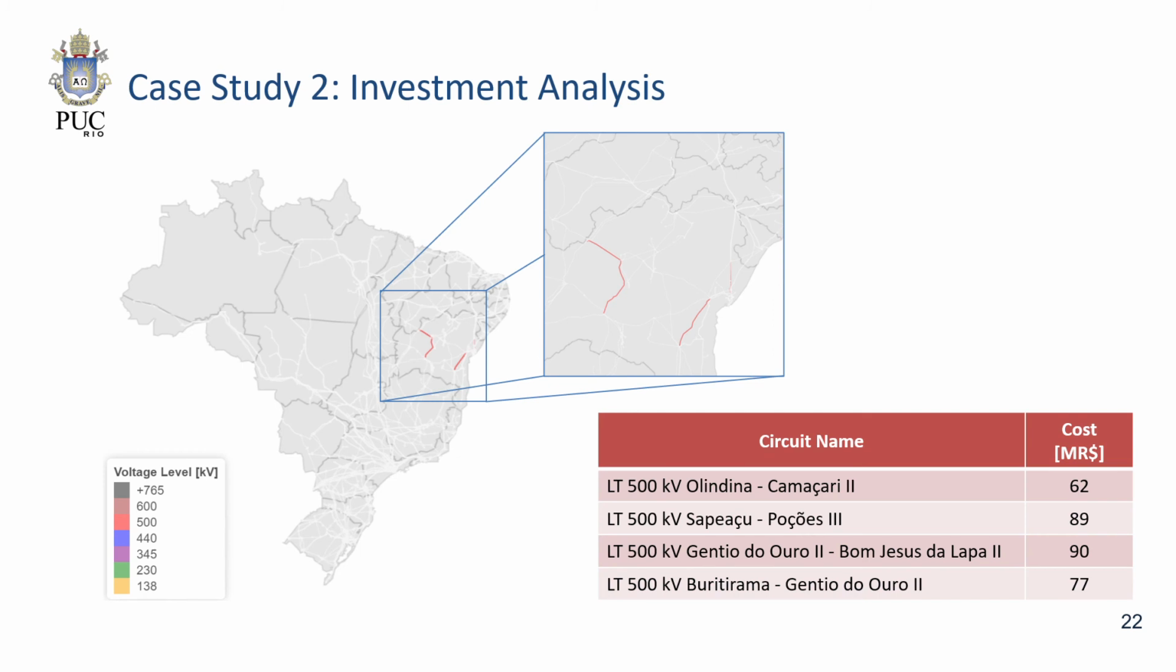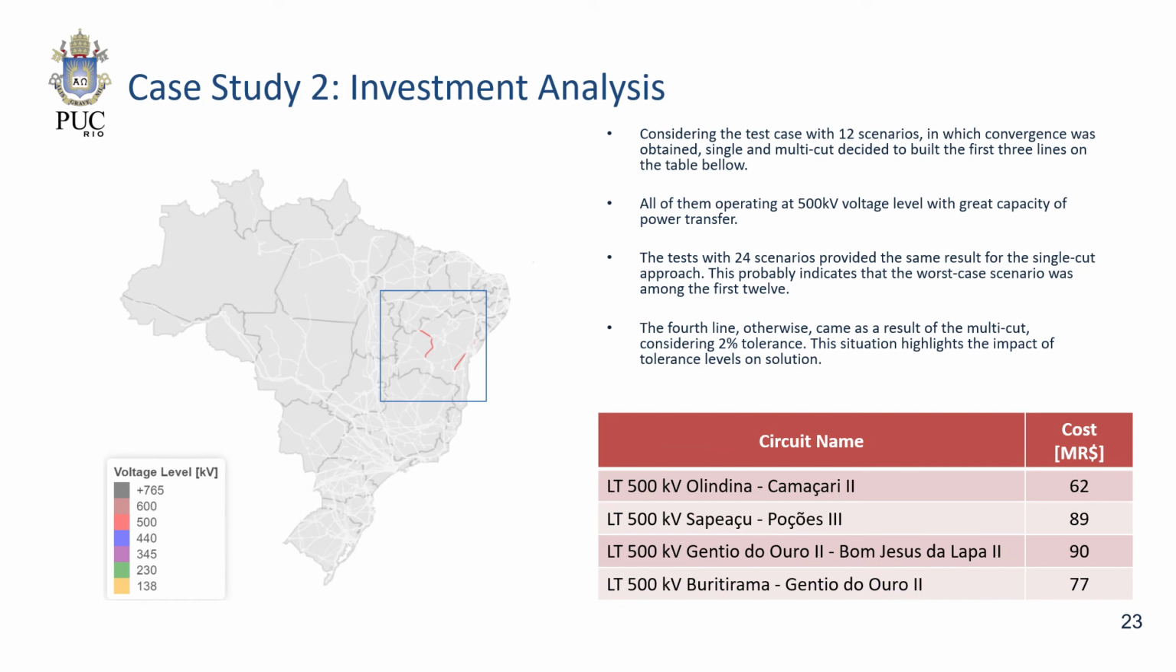So concerning investment analysis, we can see that the models basically gave us 4 circuits that should be part of the expansion. Those are the following circuits. They are all 500 kV of operational voltage level, and they are located close to each other.